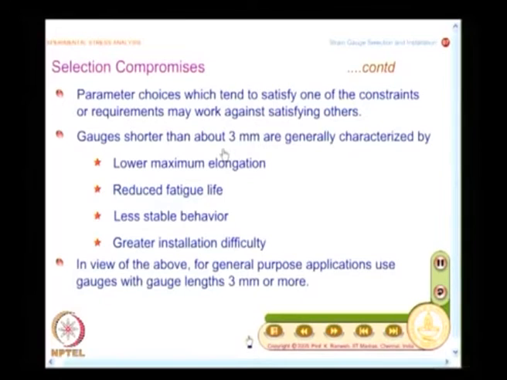I have always been saying the general purpose strain gauges have a gauge length of 3 millimeters. Suppose I go and try to use a strain gauge shorter than 3 millimeter, what kind of problem may I have to encounter? It may have lower maximum elongation, it will have a reduced fatigue life, and it will have a less stable behavior, and finally, it will have greater installation difficulty.